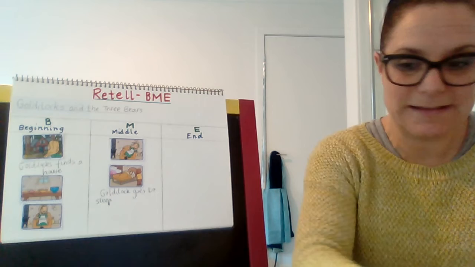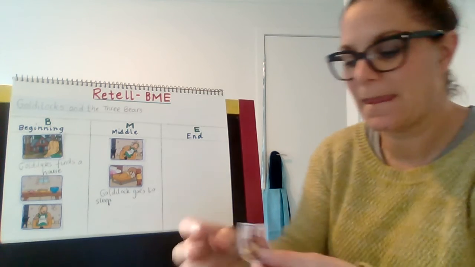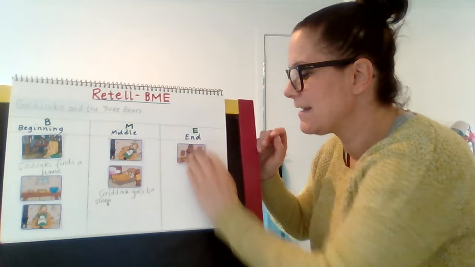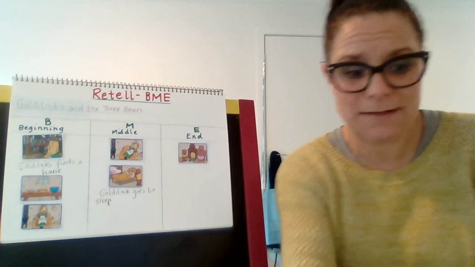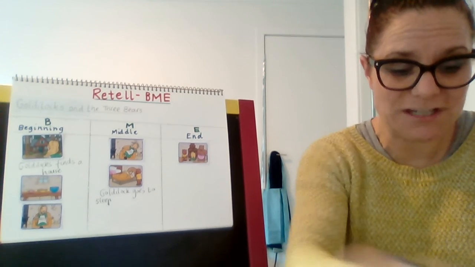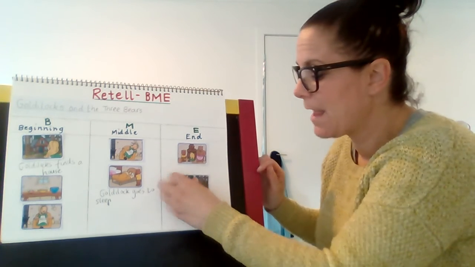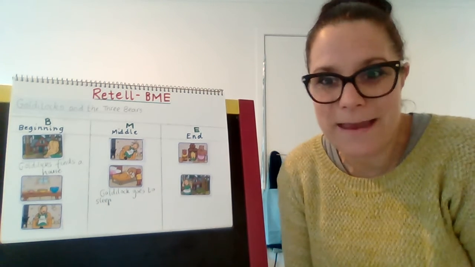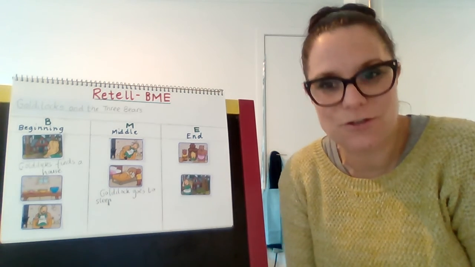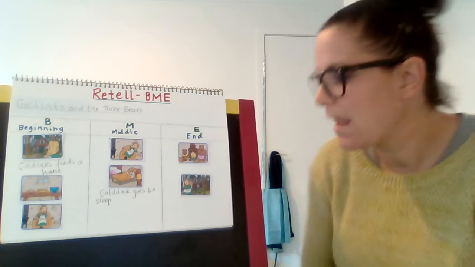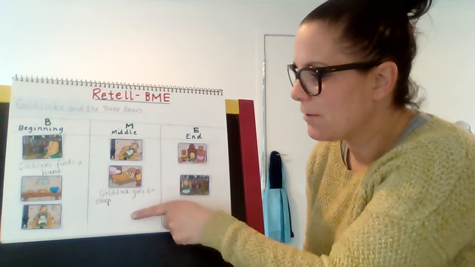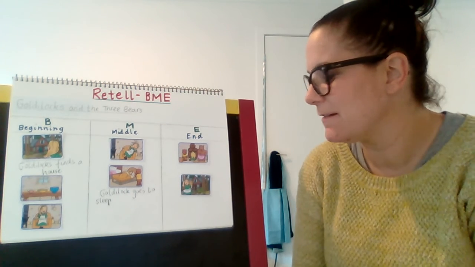So I'm going to quickly stick this picture here. The bears come back and they are not happy. They find Goldilocks. Goldilocks gets quite a fright as well. And what does she do? She runs out of the house, never to return again. Our problem was the bears came back and she had to quickly flee. Also, another problem in the middle part was when she broke the bed.